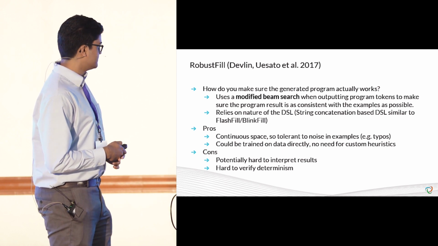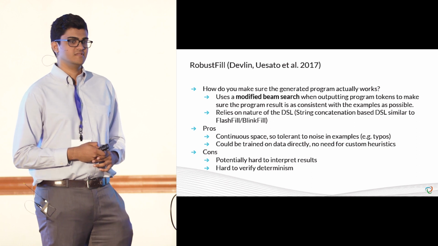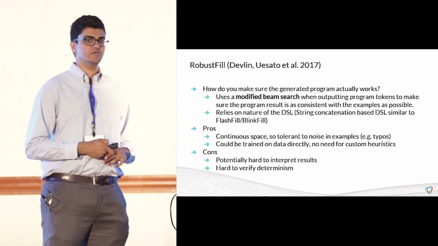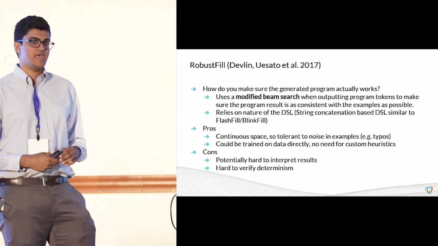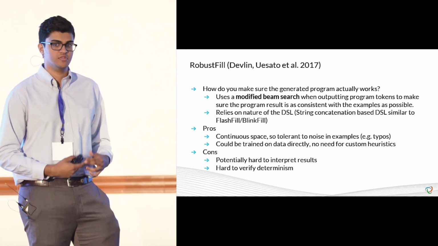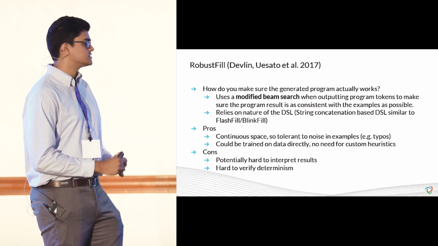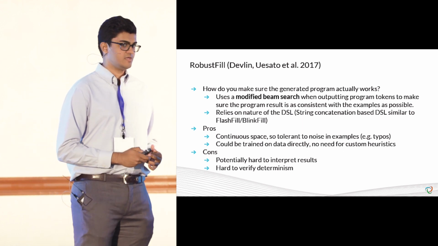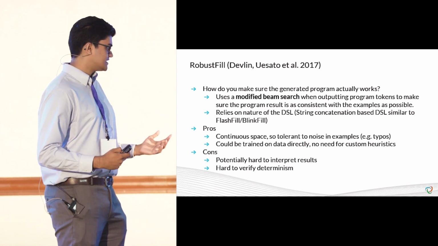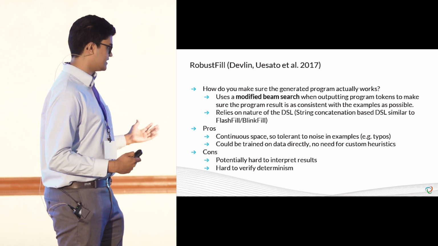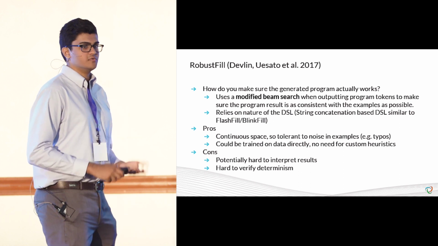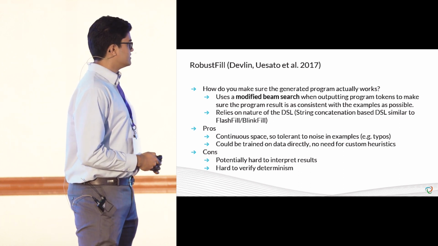Some cons, though. It's hard to interpret the results. We definitely have run into this problem with other probabilistic models, where a big part of our application is interpretability: everything that happens to people's data, we want them to be able to see, interact with, and play with. With things like RobustFill, it's definitely a lot harder to do that. There's a lot of research that goes into neural network interpretability and testing, but it's still an open question. And again, it's hard to verify that this will always work. So a few trade-offs.